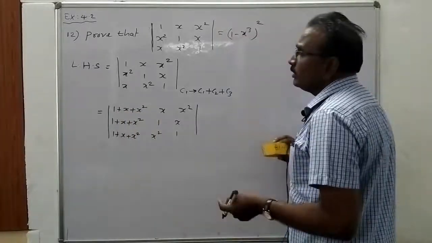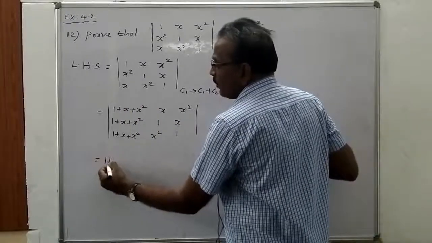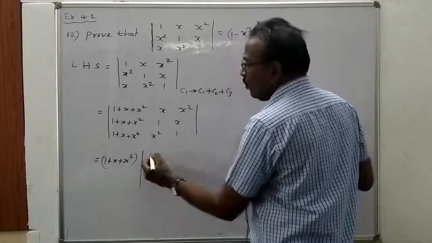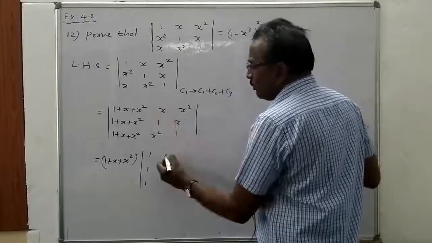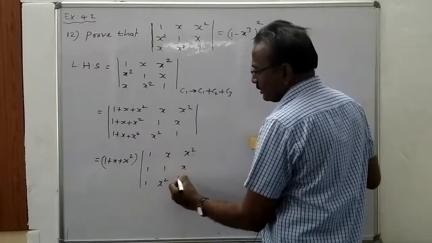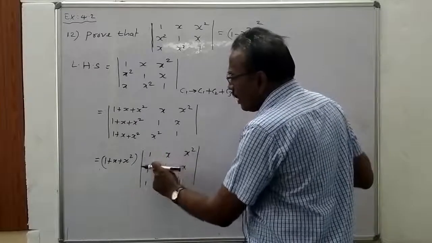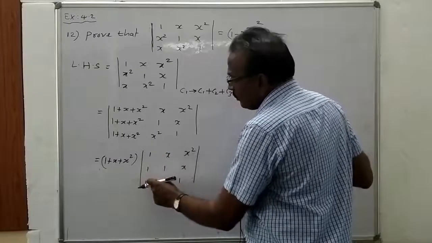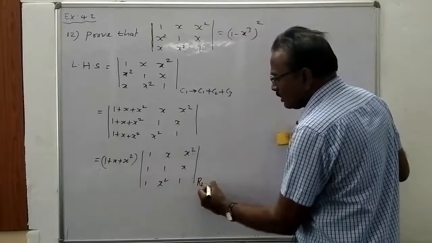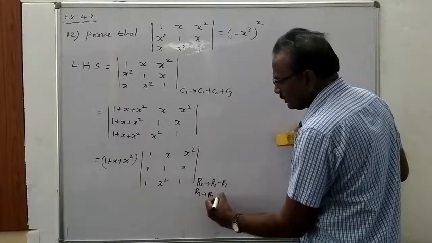If there is a common factor along any one row or one column, we can take it outside the determinant. So by using the properties, take 1 plus x square outside. The remaining in the first column is 1, the second column is x 1 x square, third column x square x 1. Next, whenever each element in the first column is 1 1 1, make these two as zeros. Using the properties, R2 changes to R2 minus R1 and R3 changes to R3 minus R1.